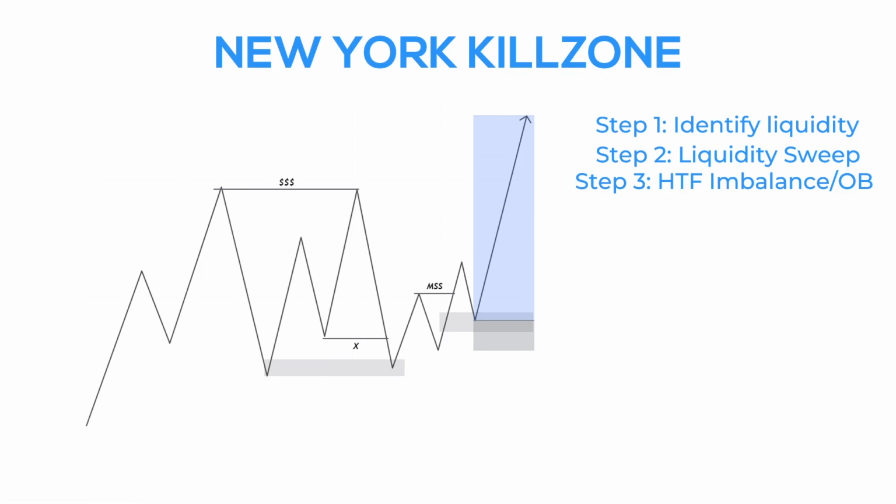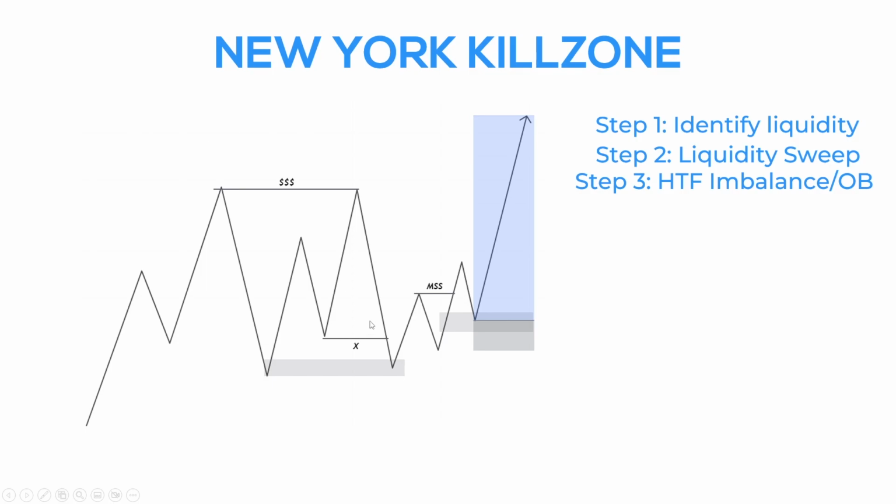Now, something that's very, very important: if we have a liquidity sweep to the downside, as you can see over here, we want to look for a bullish order block or an imbalance. Again, it doesn't matter whether it's bullish or bearish, but you want to look for an imbalance too. Now, if we have liquidity taken to the upside, we want to look for a bearish order block and obviously a higher time frame imbalance.